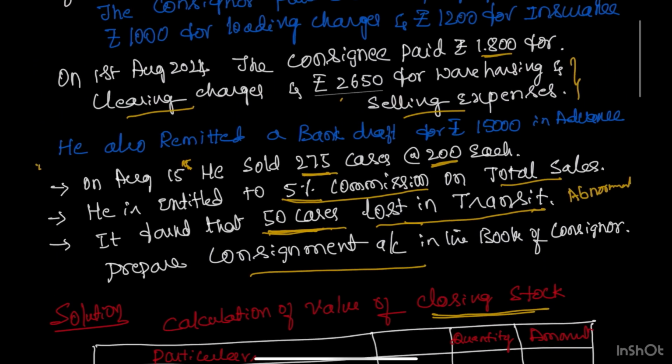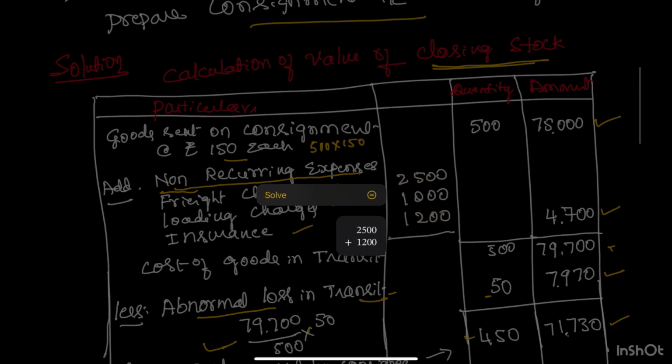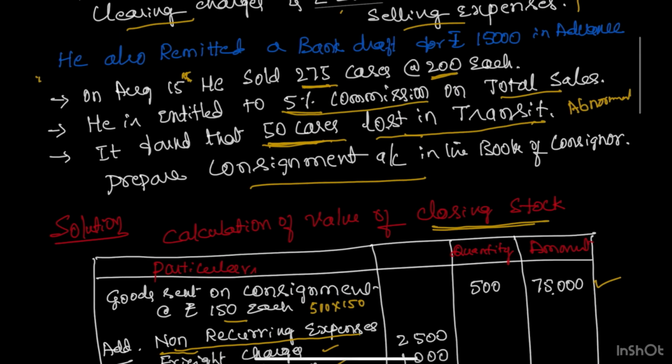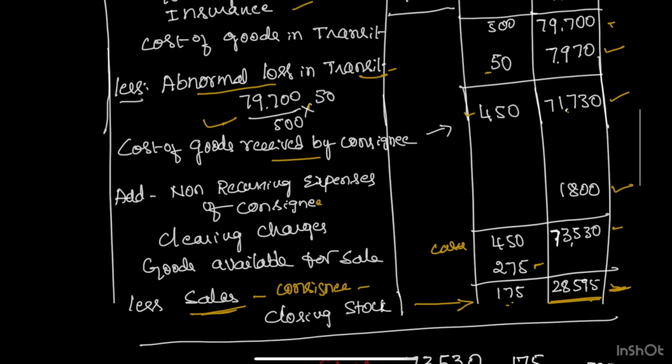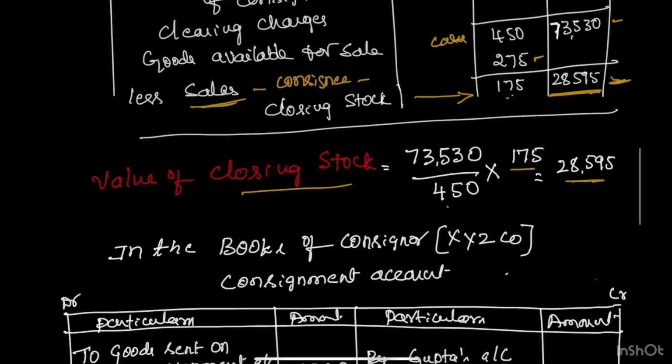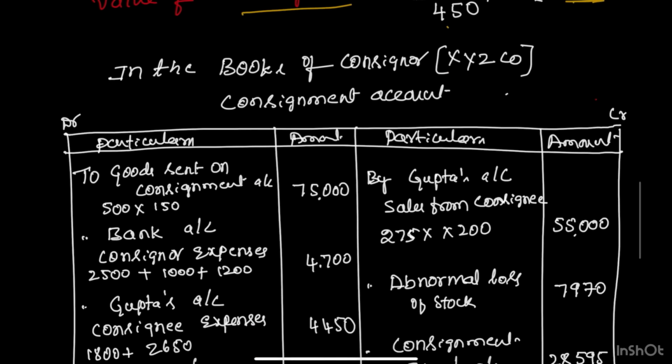So that means before doing the consignment account, we have to find the value of closing stock, and if they are given different kinds of commission also, we have to do the workings. Here it is only 5%, the total normal commission and total sales that we can do directly in the consignment account. So let us work out the consignment account, which is to be done in the books of consignor.